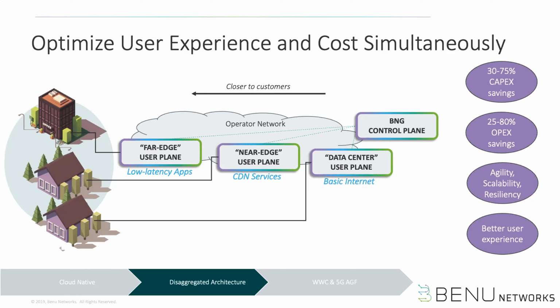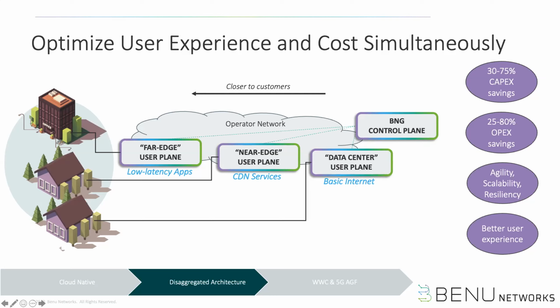In the diagram here, I'm showing a mix of centralized and distributed user planes. They can be placed at the most optimal places in the network based on the service requirements. For example, low latency applications would require BNG user planes to be closer to the customer. The CDN traffic efficiencies can be achieved by placing user planes at network-optimal places, while the basic internet service user planes can be more centralized if needed, right?